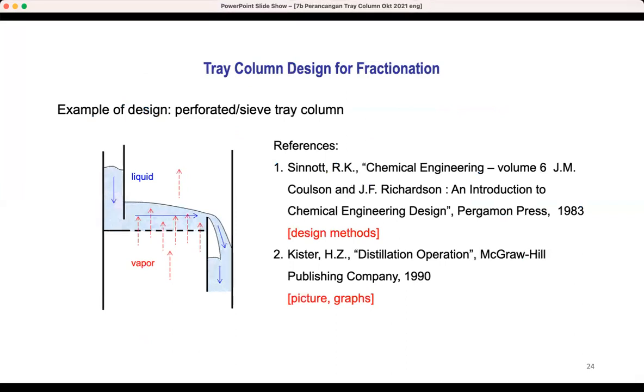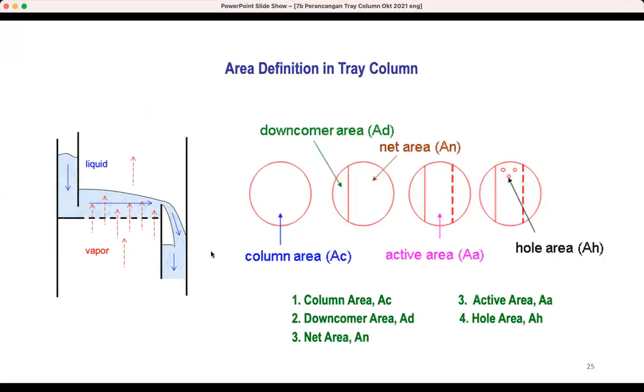Okay, so let's have a look at how we design a tray column for fractionation using a perforated or sieve tray column, with references from Coulson and Richardson, Chemical Engineering Volume 6, An Introduction to Chemical Engineering Design, published by Pergamon Press, 1983, for the design methods, and from Kister, Distillation Operation, published by McGraw-Hill Publishing Company, 1990, which contains pictures and graphs.